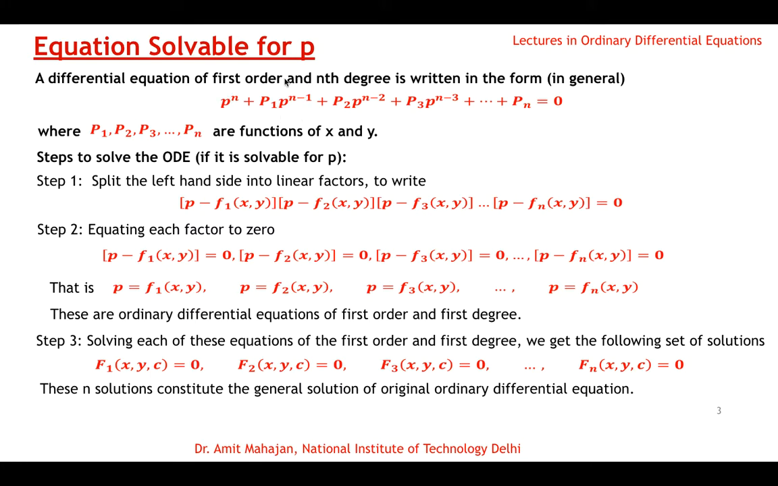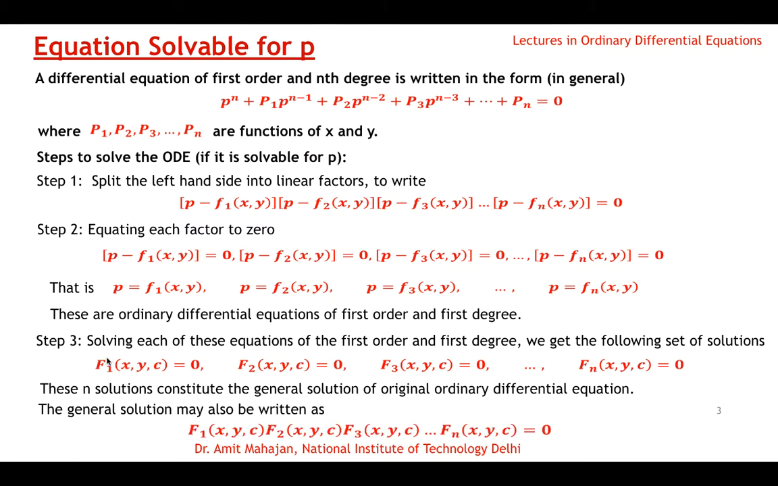Also we can write the solution as the product f1 into f2 into f3 into fn equal to 0. So this can also be written as the solution: the first function multiplied by the second, multiplied by the third, and so on, multiplied by the nth function equal to 0. This can also be called the solution of the given differential equation.